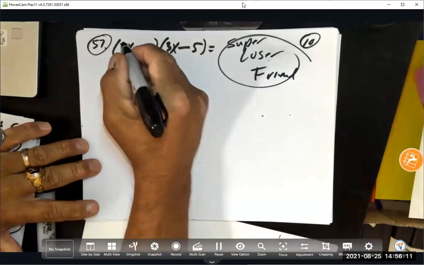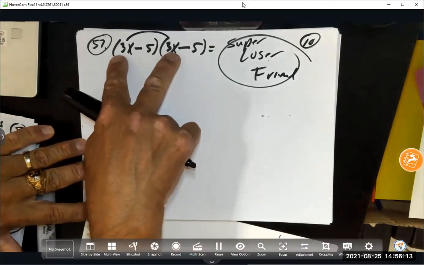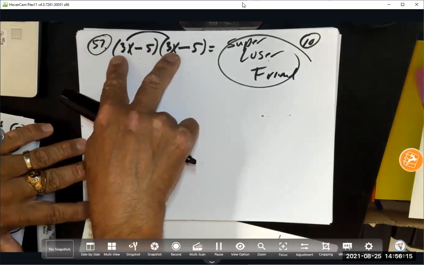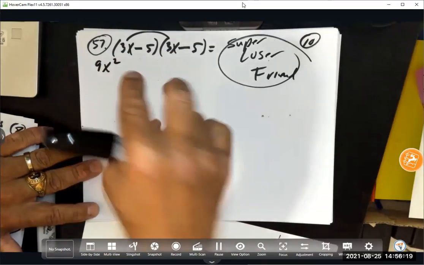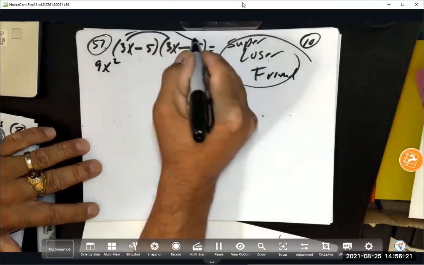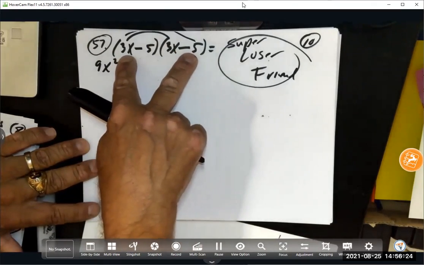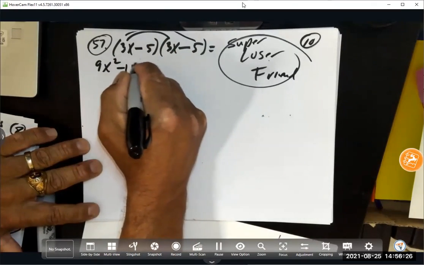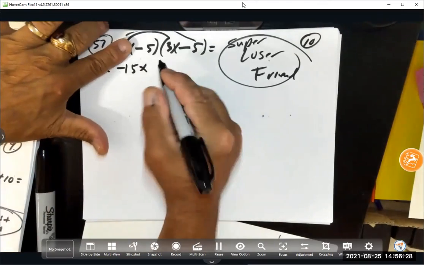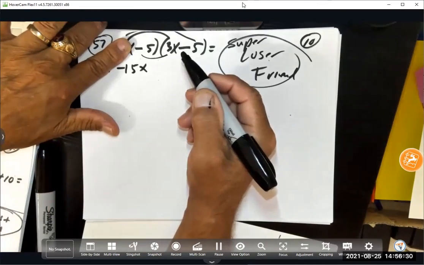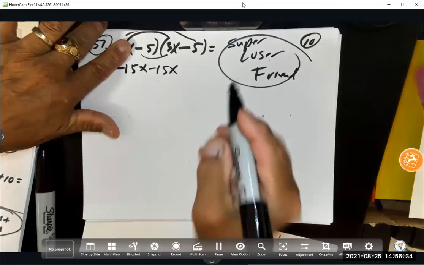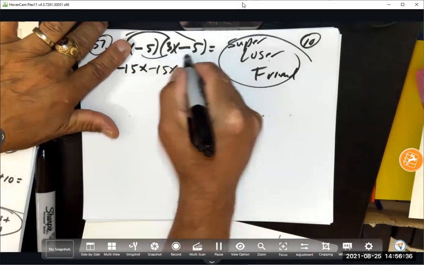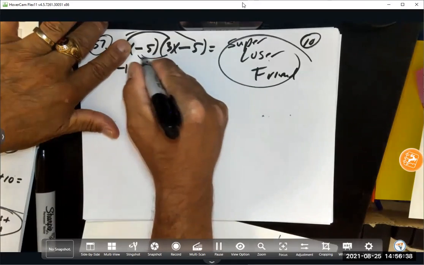Tell me, 3x times 3x. Give me numbers. 9x squared. There you go. 3x and negative 5, negative 15x. This one, negative 5 times 3x, negative 15x. And a negative times a negative, positive 25.